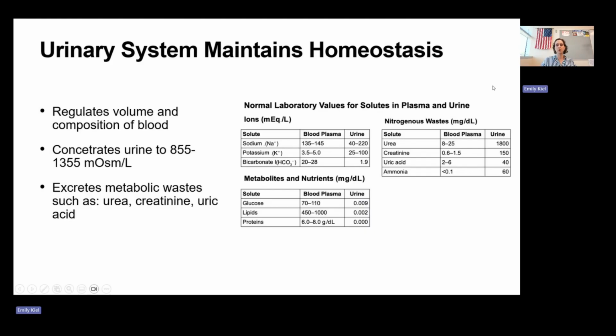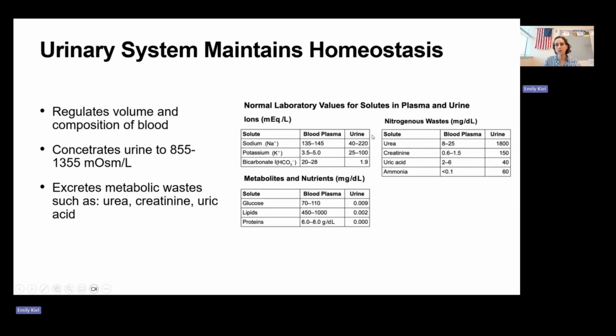So the urinary system is what is maintaining homeostasis. So it's regulating not only the volume of blood, but the composition of blood. And the goal is to concentrate the urine to 855 to 1355 milliosmoles per liter. So the big things we want to be excreting are metabolic wastes like urea. Urea comes from ammonia and the protein breakdown. We learned about that in the metabolism unit. We've got creatinine, which comes from muscle function, and then uric acid that comes from DNA breakdown or nucleic acid breakdown, because we do break down RNA as well.